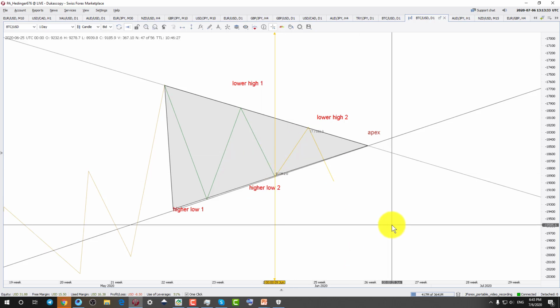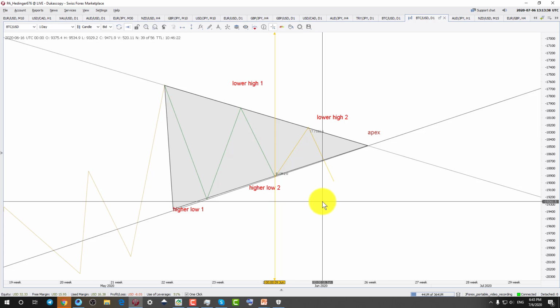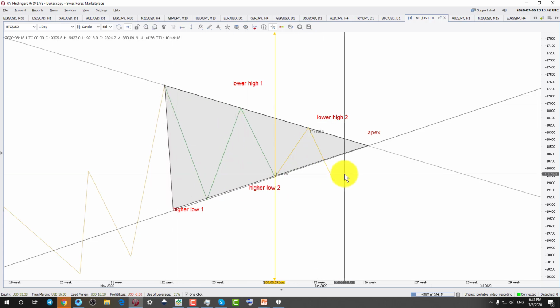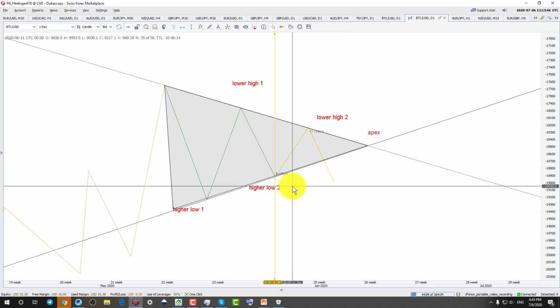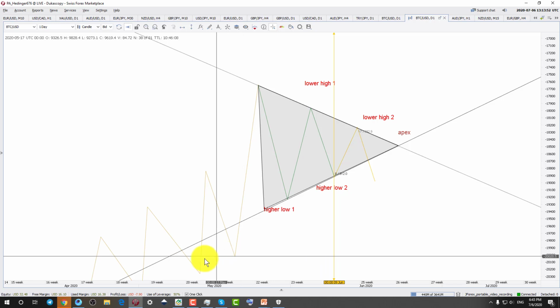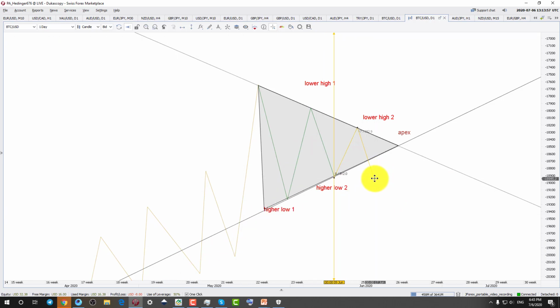Now why? Because if the pattern breaks before this, then it is called a premature break, and there is not much coiling of the price. So after the break there is a very less chance that the price will follow in the direction of the breakout. Now here, because we are studying it as a continuation pattern in the long direction, we will be expecting the price to break eventually on the upside.